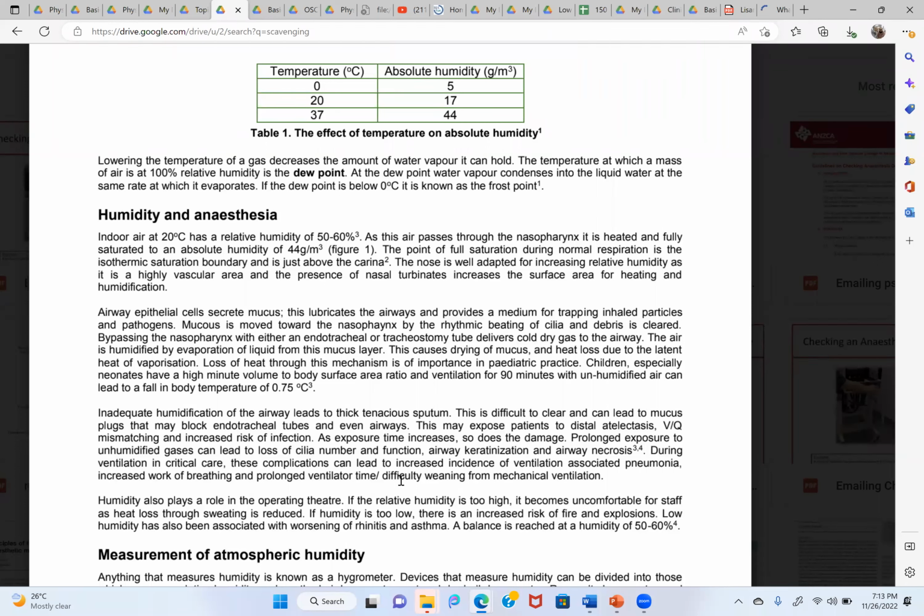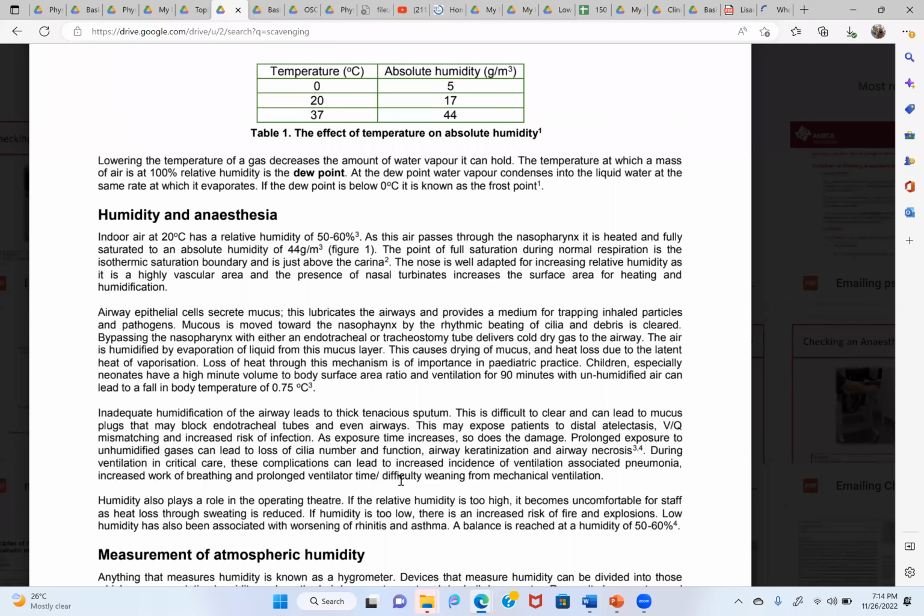Inadequate humidification of the airway leads to thick, tenacious sputum. This is difficult to clear and can lead to mucus plugs that can block endotracheal tubes and even airways. So that is the importance. If someone asks you what is the importance of humidification, these are the important words. This may expose patients to distal atelectasis, V/Q mismatching, and increased risk of infection. This is also one of the reasons for blockade of the endotracheal tube when we keep it for a longer time. Exposure time increases, so does the damage.